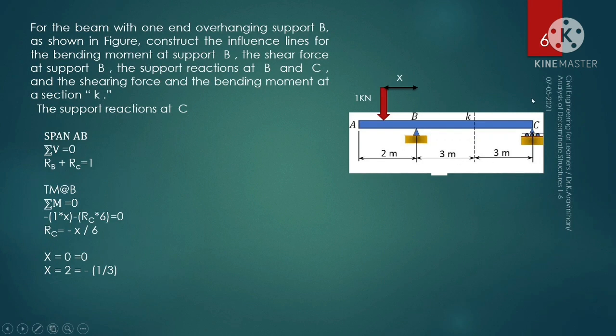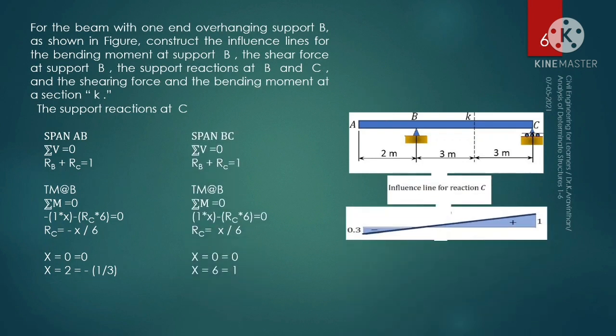And RC into the distance, which is 6. This will be clockwise. If you need RC, you can take it outside, and 1 minus x will give x by 6. So RC is x by 6. If you need the support reaction between points A and B, substitute x equal to 0 and x equal to 2. So substituting x equal to 0, 0 by 6 will be 0, and 2 by 6 will be 1 by 3, which is minus here. And right now you have found out the point between A.